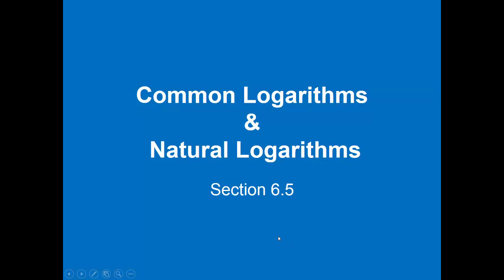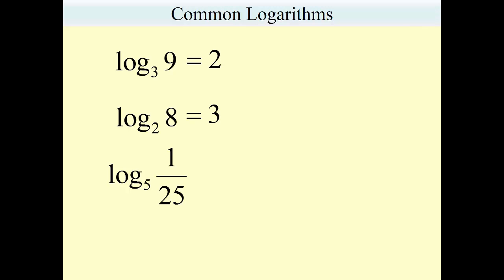So have a look at these types of logarithms. Some of these you will recognize. We've done these before. 3 to what power gives 9? The exponent you put on 3 to get 9. The exponent you put on 2 to get 8. The exponent you put on 5 to get 1 over 25. I know it's negative.